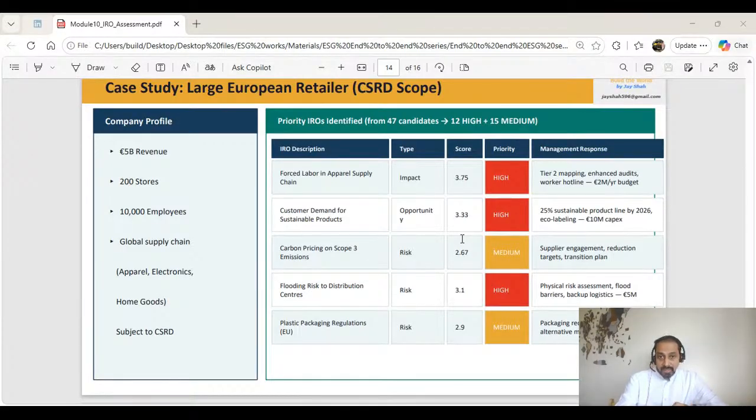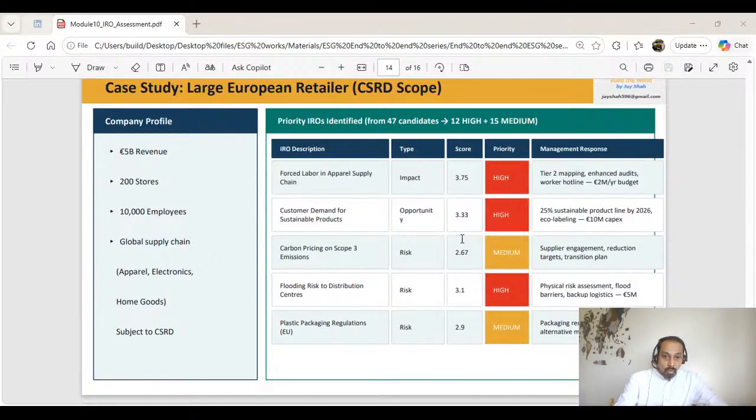When this company did their initial IRO identification using the six-source framework we covered earlier, they came up with 47 potential IROs. Let me emphasize: 47, not 3, not 10, 47. That initial long list came from their materiality assessment outputs, their enterprise risk register, and stakeholder engagement from employees, customers, investors, and NGOs. Their sector's ESRS standards, and regulatory horizons focused on EU policy and physical climate screening.